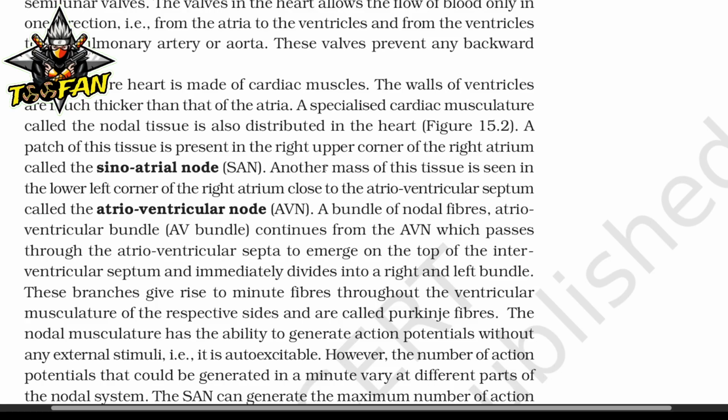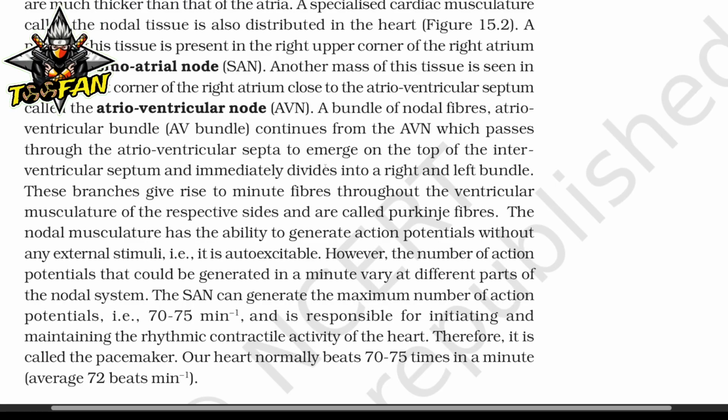the atrioventricular node. A bundle of nodal fibers, the atrioventricular bundle, continues from the AVN, which passes through the atrioventricular septa to emerge on the top of the interventricular septum and immediately divides into the right and the left bundle. These branches give rise to minute fibers throughout the ventricular musculature of the respective sides, called Purkinje fibers. The nodal musculature has the ability to generate action potentials without any external stimuli, that is, it is auto-excitable. However, the number of action potentials that could be generated in a minute varies at different parts of the nodal system.